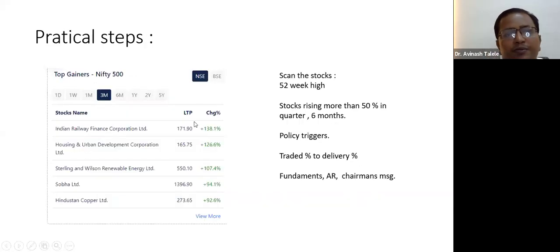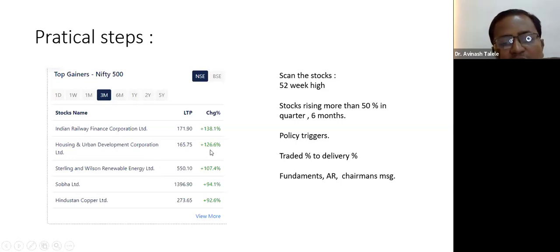Coming to the practical tips and steps, this is one of the applications that I use. I'm using the premium version, but I'm sharing the data from the free version. This is Stockage. What I do is I find the top gainers of Nifty 500 for a 3 months time frame. This is yesterday's snapshot when I was making this latest data. What I found is IRFC has risen by 138%. Hudco has risen by 126%. Shoba, Hindustan Copper, and so on.